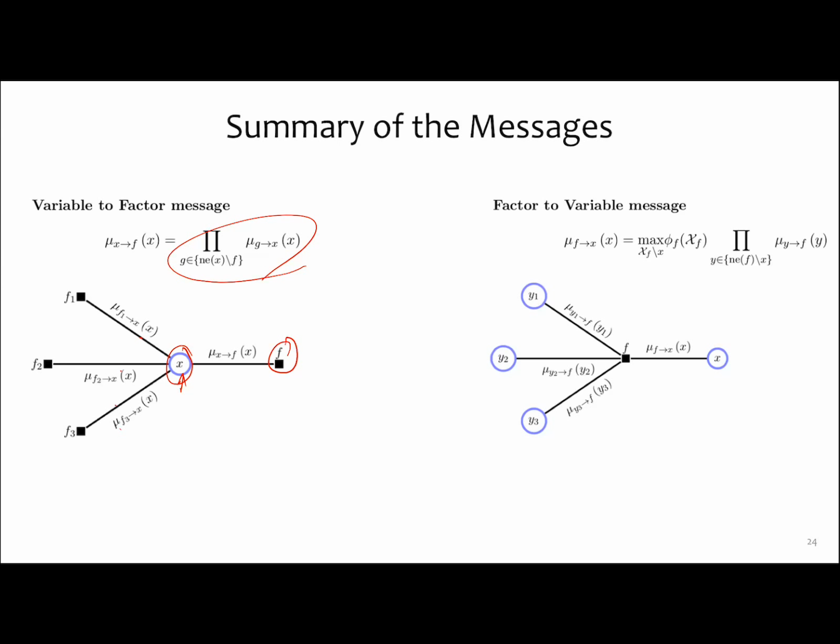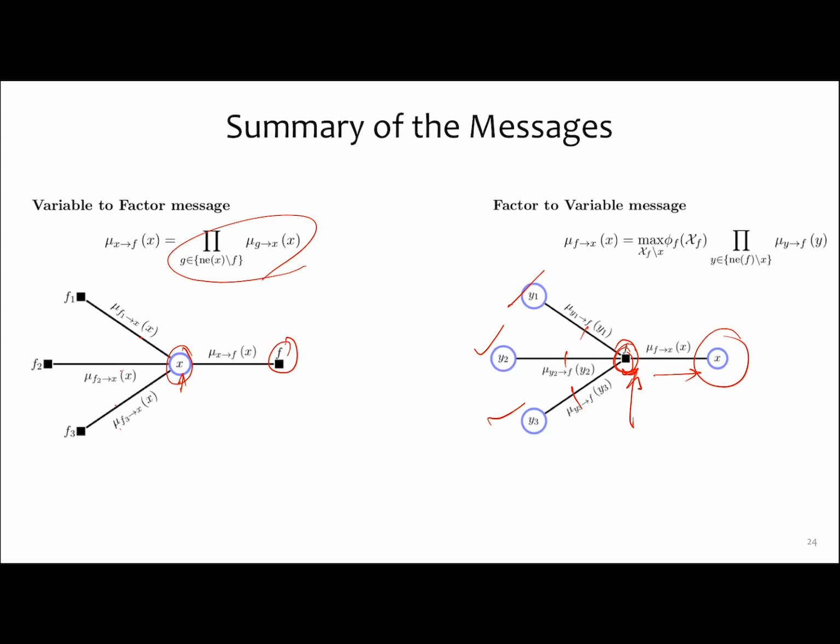Similarly, for the factors, when it wants to send a message, let's say that we want to send a message from this factor to this node, what it does is that it's going to multiply all of the messages received from the other ones, apply its own factors, get rid of all of these random variables, and send it to this one.